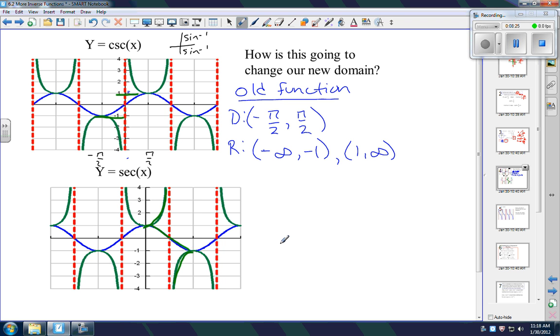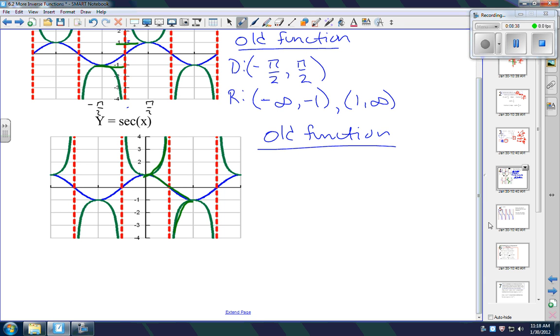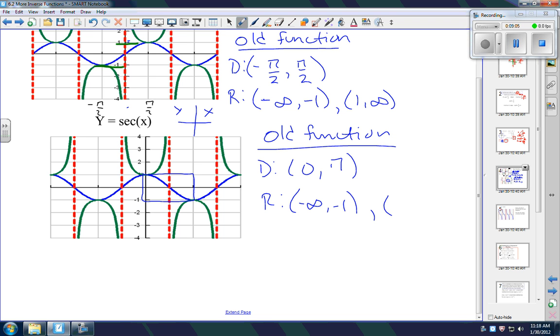So for the old function, or the original, however you want to think about it, our domain used to be 0 through pi, because we said inverse cosines were defined in quadrants 1 and 2. The range for this guy, well, again, we look at this thing here. It'll never be anywhere in this middle. So it's going to go from negative infinity to negative 1, and then also 1 to positive infinity as well.